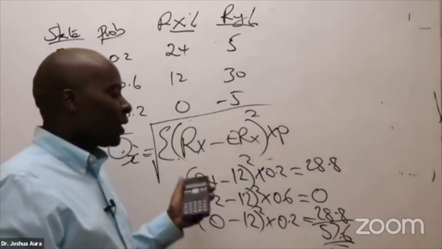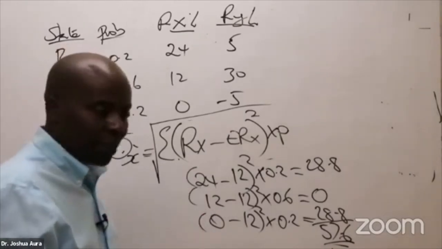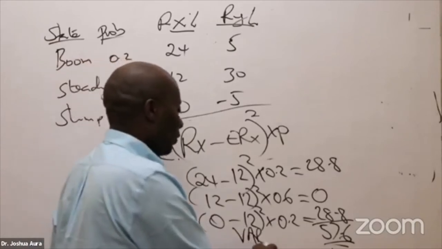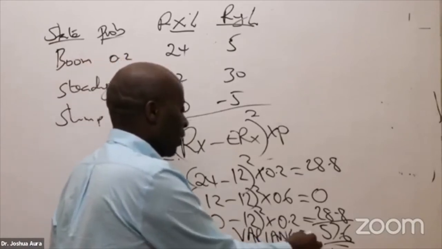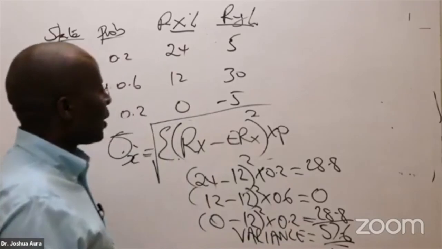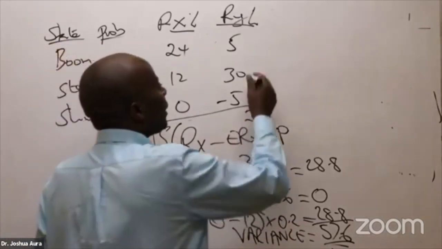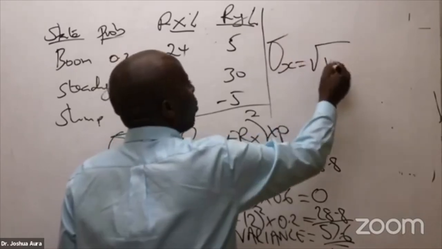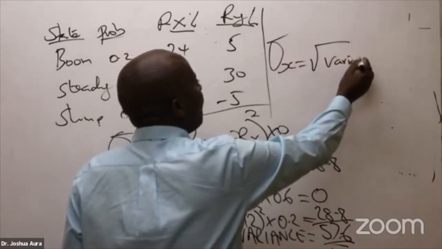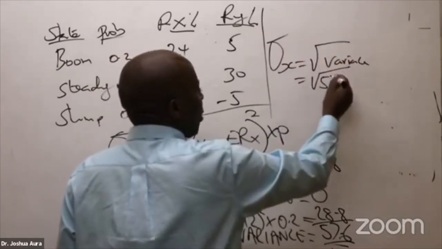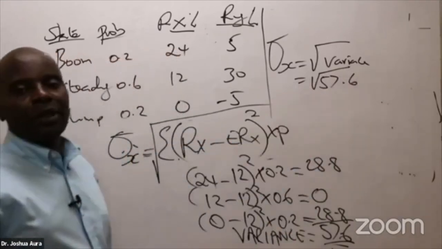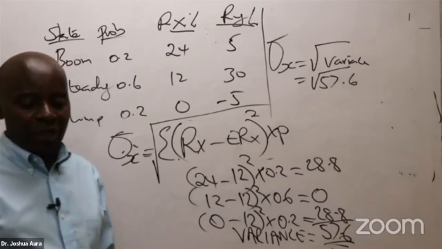So this 57.6 in mathematics is called the variance. And once you have the variance, for you to be able to get the standard deviation, you will take the square root of the variance. It will be the square root of 57.6.